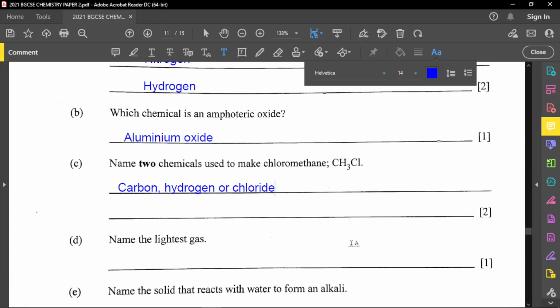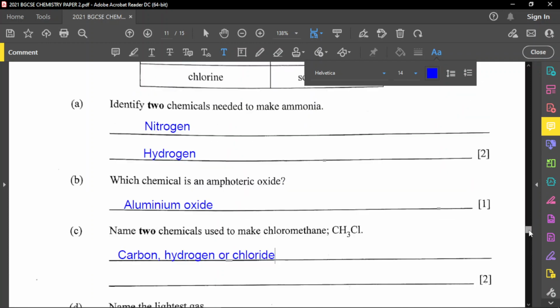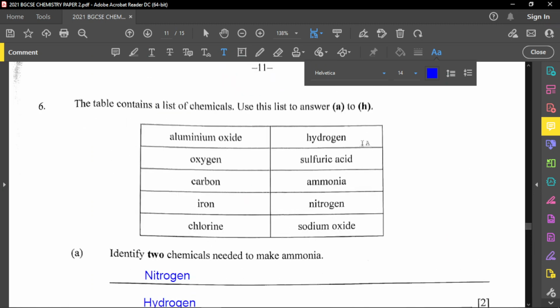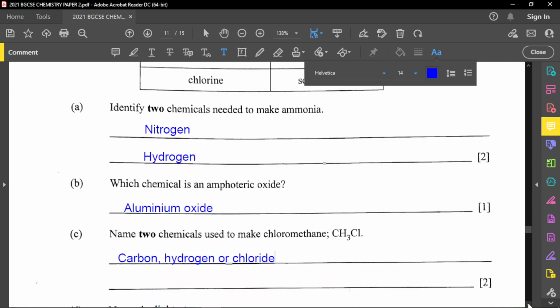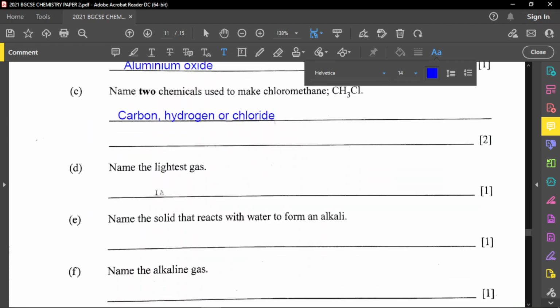All right, so it says name the lightest gas. The lightest gas, let's go back in chat and see. The lightest gas is hydrogen. As we know, hydrogen is very light. It's the simplest gas, mass number of 1. The lightest gas here is hydrogen, okay?